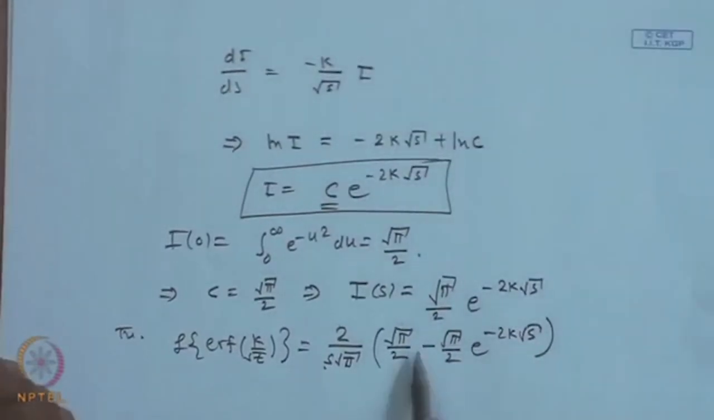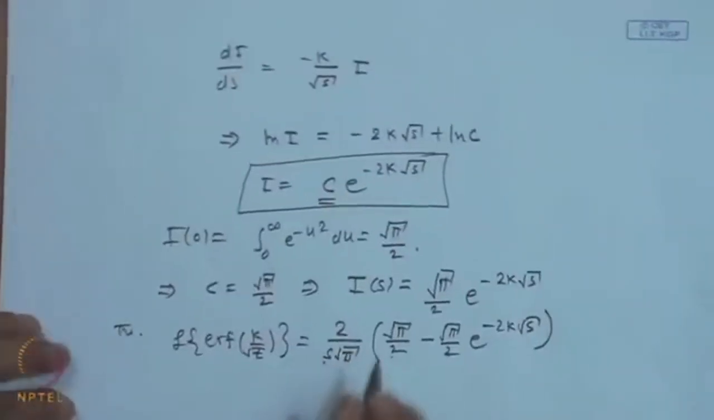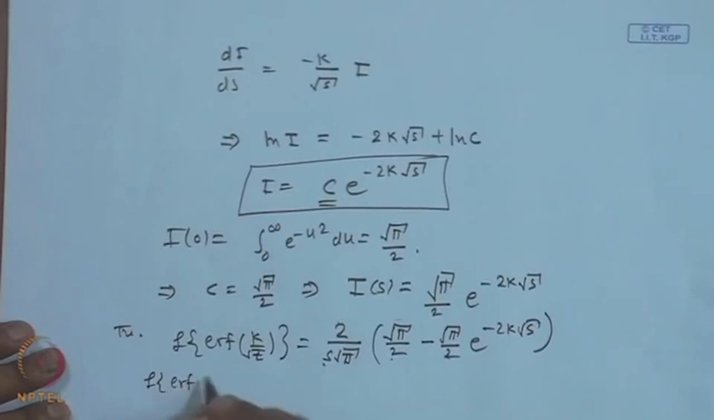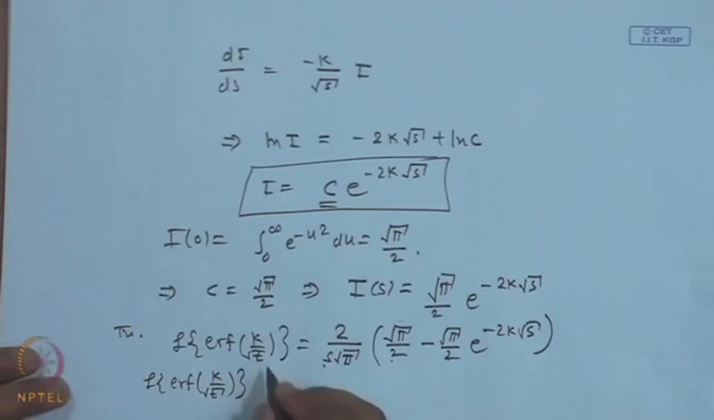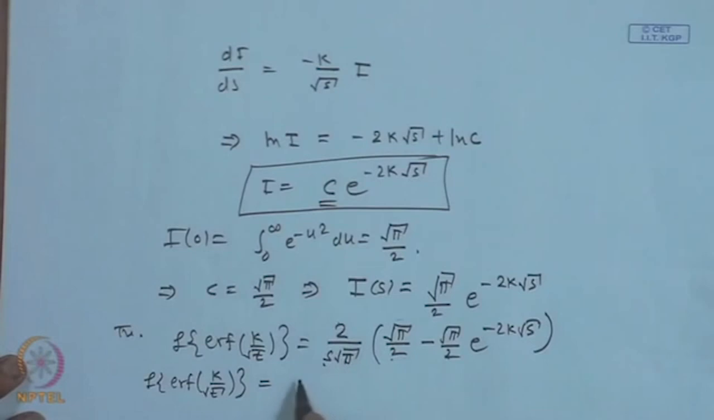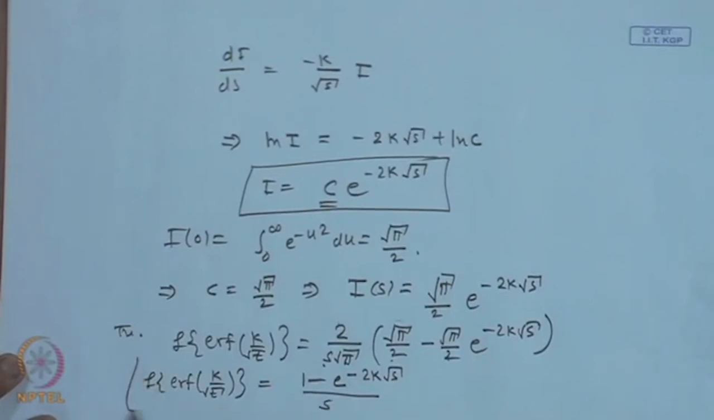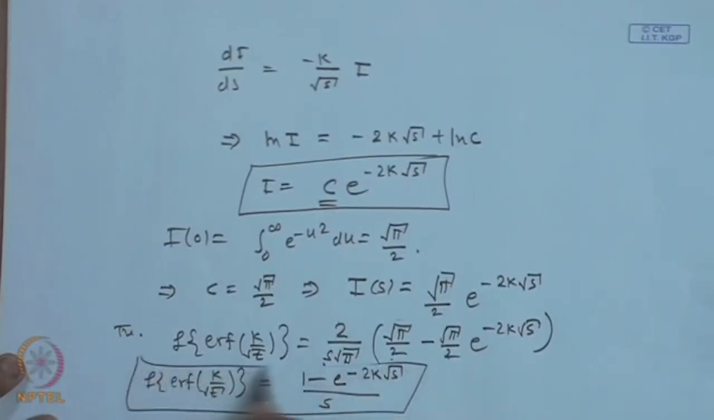So, we simplify this. So, square root pi by 2 we take out. So, to get this Laplace of error function of k over square root t will be, so this square root pi over 2. So, we have 1 over S only here. So, we have 1 minus e to the power minus 2 k square root S, over S. So, this is the Laplace transform of this function.